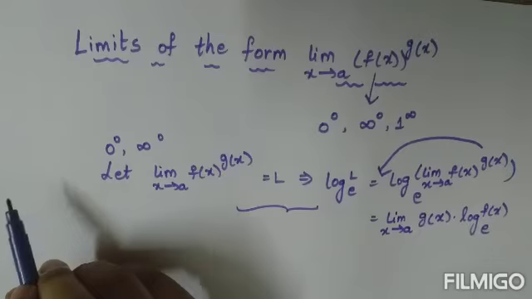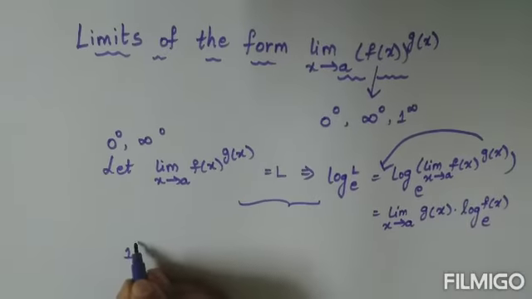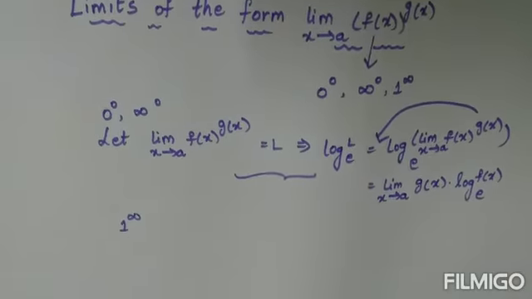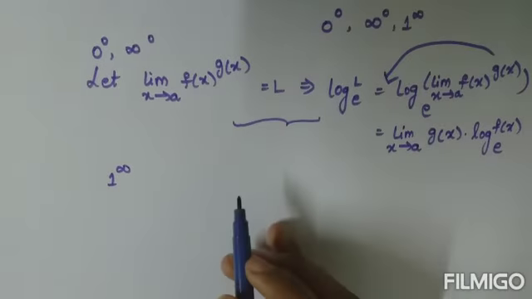So in this way you have to solve the question if they are of the form 0 power 0 or infinity power 0. Now let us see what happens when f of x power g of x is of the form 1 power infinity, which is also an indeterminate form.